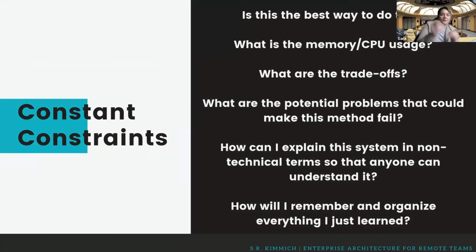Another set of constraints is what you really have to consider if you've got a real functioning product. What is the best way to do that? That's a really hard question to ask when you're just trying to maintain a system and make sure you can put out fires when they come up. What are the potential problems? What's the memory and CPU usage? How efficient is this? What's the best way to store these systems? And particularly, I love keeping up the question of how I can explain this in non-technical terms that anyone can understand. We have some solutions for these.